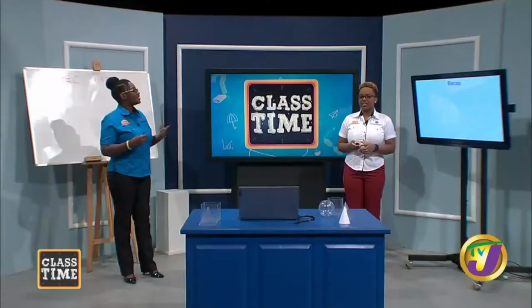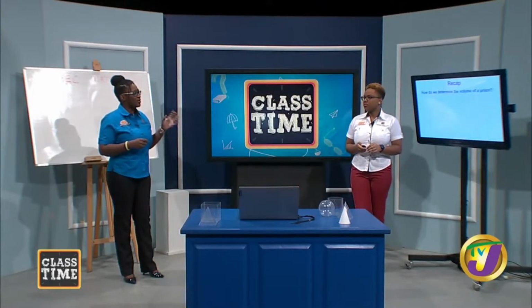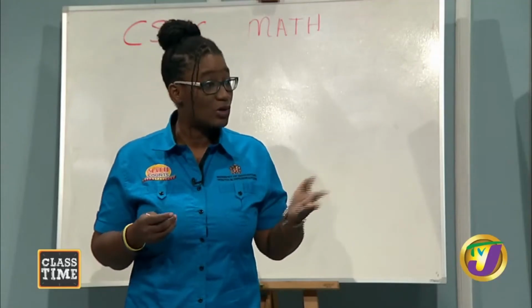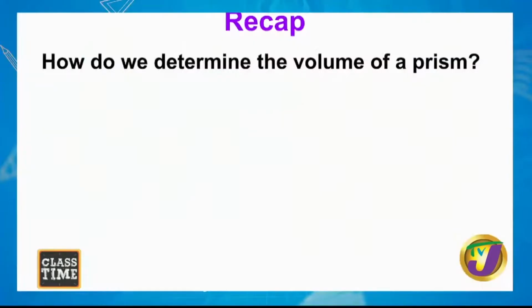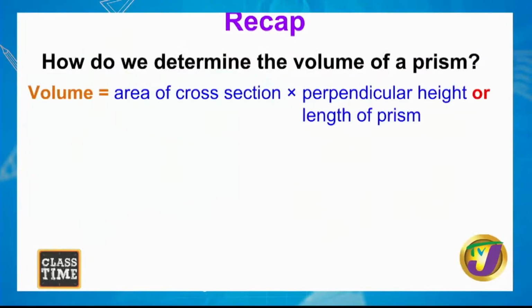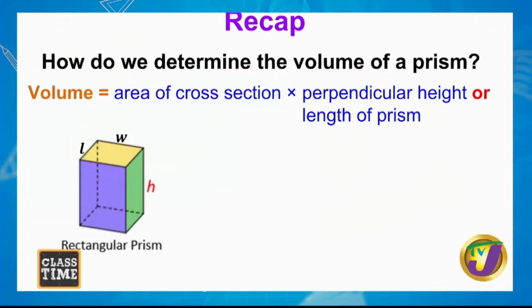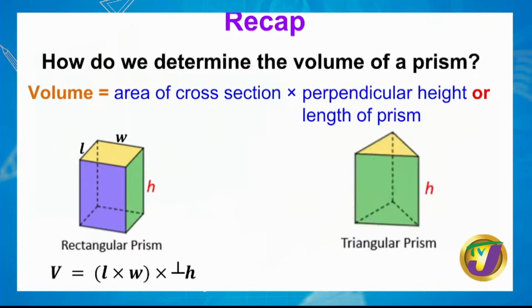All right, so let's recap. Though we're going to be looking at pyramids, spheres and cones, it's important that we do a recap about the volume of prisms, which we would have done already. So the volume of a prism is found by the area of its cross-section multiplied by its perpendicular height or length. Here we have a rectangular prism, and I'm sure we can see the cross-section highlighted in yellow. The area of that cross-section would be length multiplied by width. And to find the volume, we must multiply by the perpendicular height.